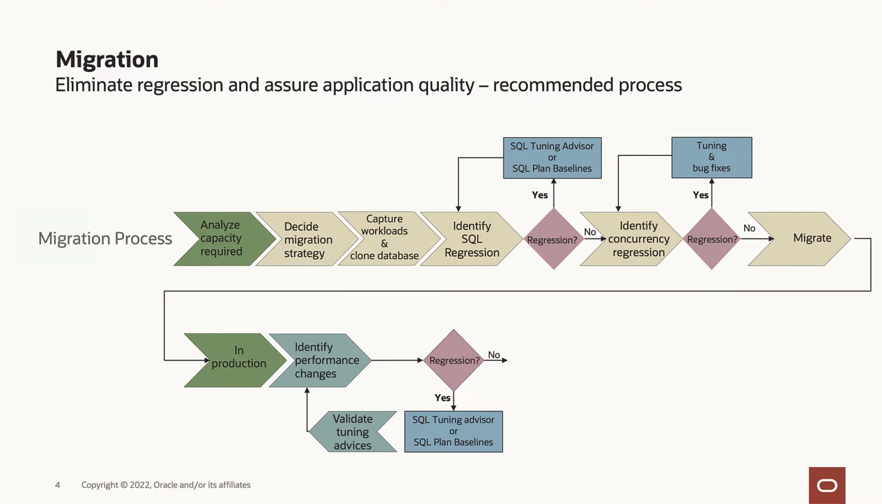We start by analyzing the capacity needed, then we decide the migration strategy, then prepare for testing by recording the production workload. Clone your production database using the same method that is planned for production migration. Use SQL Performance Analyzer to identify SQL regression, and before continuing with Database Replay, make sure all regressions are remediated by using Tuning Advisor or SQL Plan Baselines. When this is solved, use Database Replay to identify bugs and validate performance during full production workload. You have now done all you can to proactively validate your database migration.